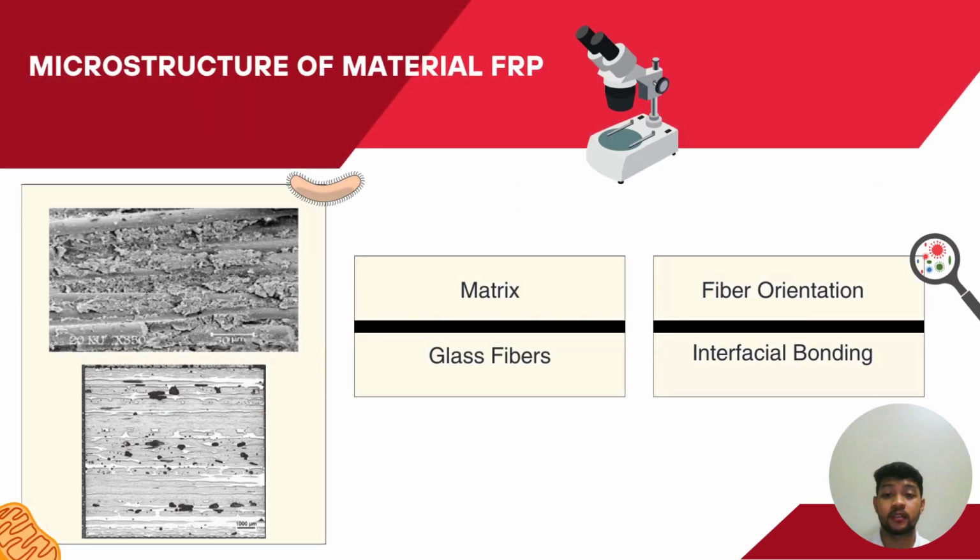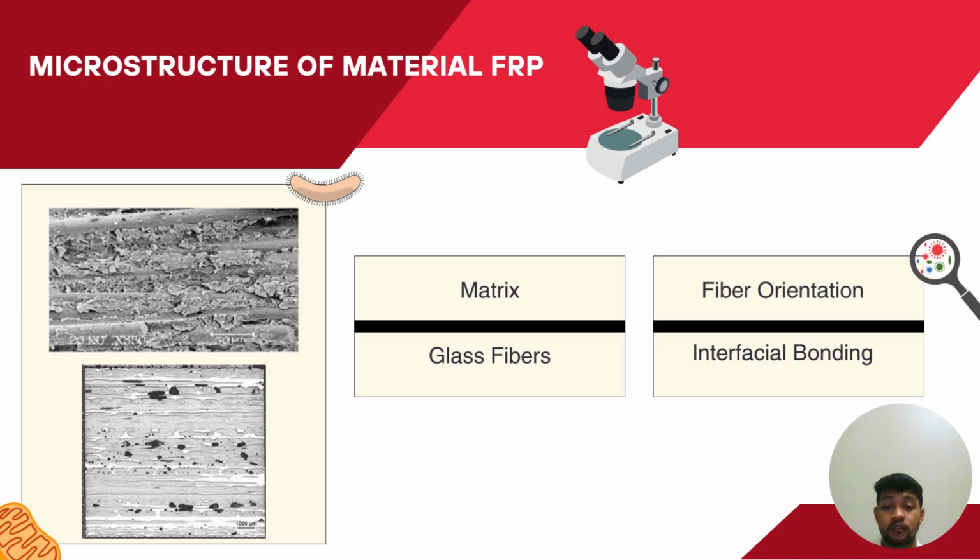So next is the microstructure of the FRP. The microstructure of the FRP contains the matrix, which is typically a polymer resin such as polyester, vinyl ester, or epoxy, which provides the bulk of the material's properties and holds the glass fiber in place. The second one is the glass fiber, which serves as the reinforcement and is typically embedded in the matrix. They provide strength, stiffness, and impact resistance to the composite.